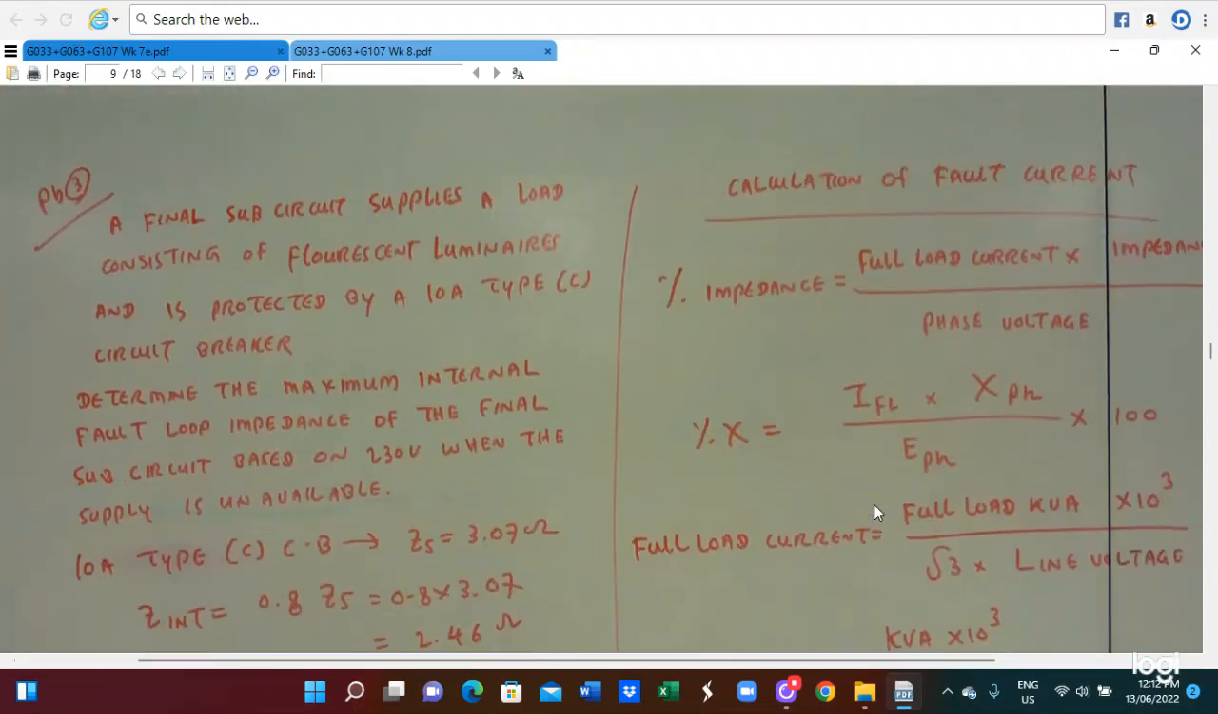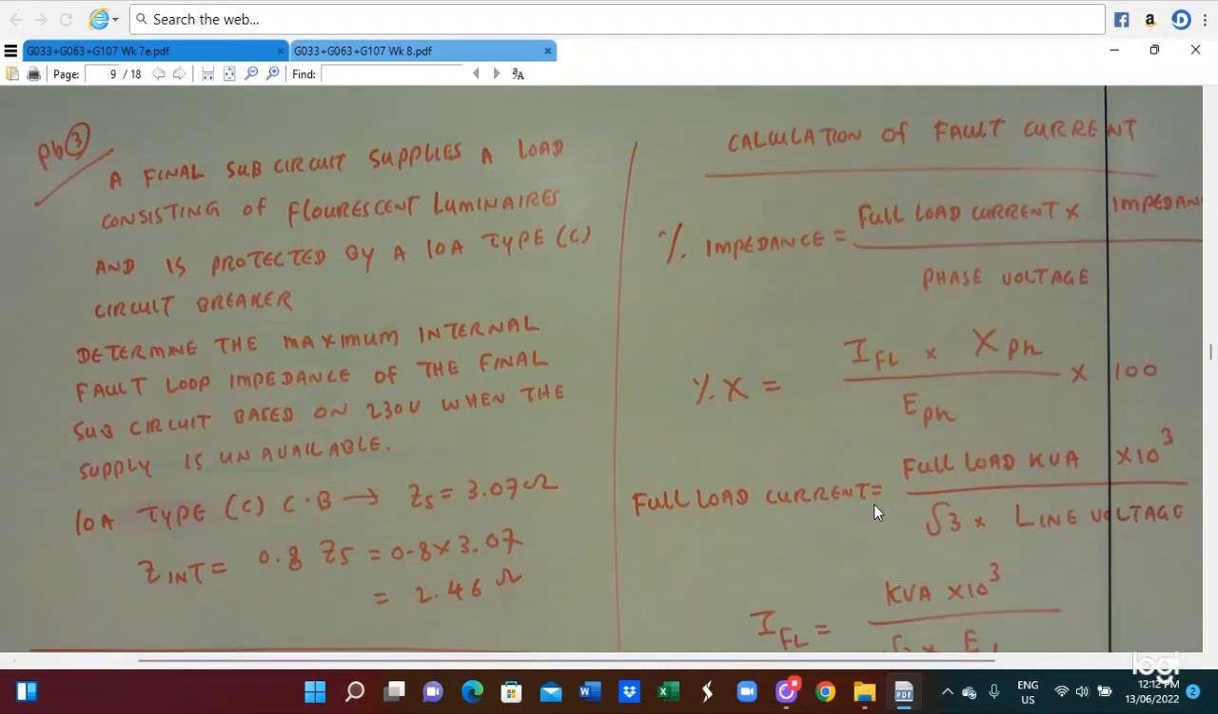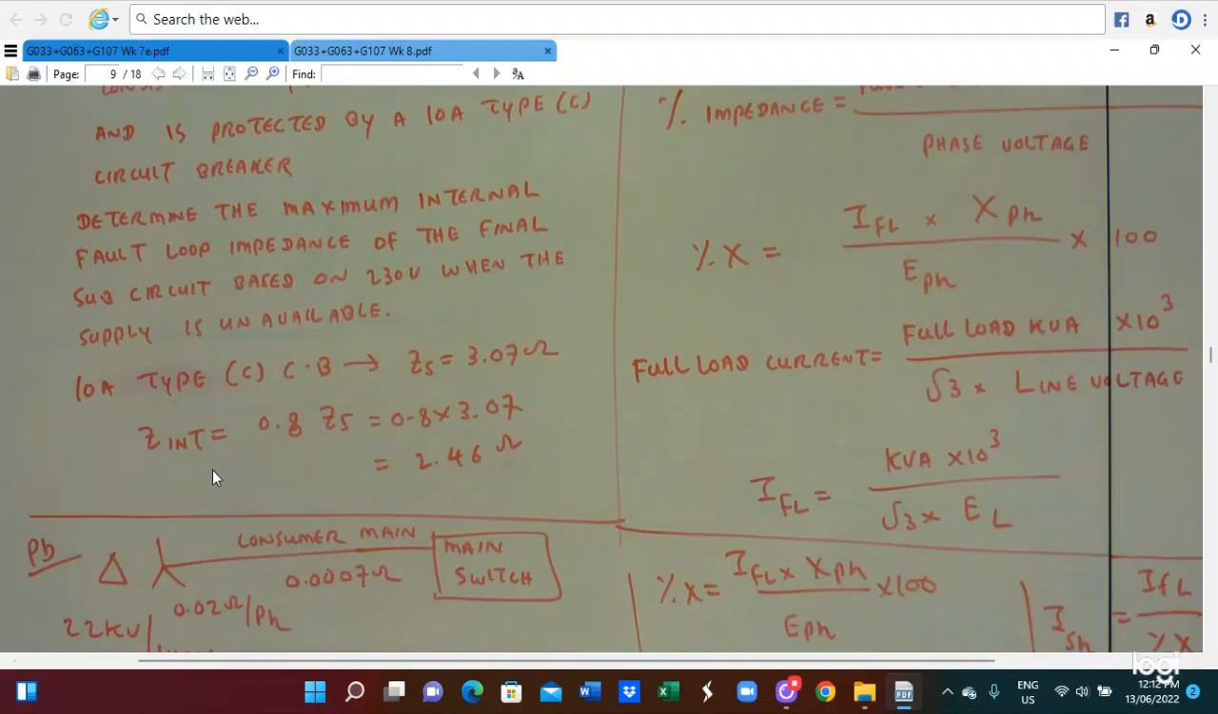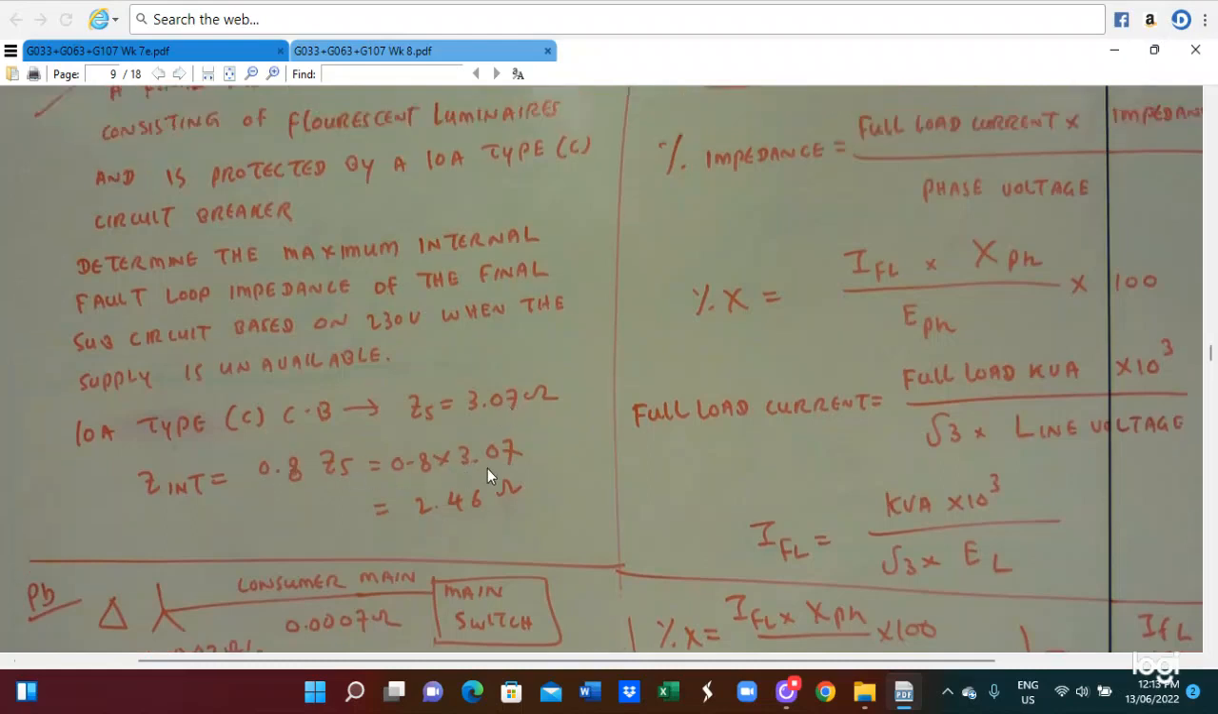The next problem is a final circuit supplying the lighting of the brass and luminaires, protected by a 10 ampere type C circuit breaker. We determine the maximum earth fault loop impedance of the final circuit based on 230 volts when the supply is available. In this case, for a type C circuit breaker, Zs is 3.07 ohm, so 0.8 minus Zs, 0.8 minus 3.07, gives 2.46 ohm.